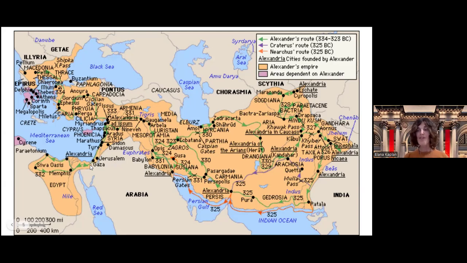Now, by the way, there are 13 rulers named Antiochus. We're going to focus just on two of them. So Antiochus III, who finally beat the Ptolemy Empire, initially allowed, also like Alexander, the Jews to have autonomy. But after a stinging defeat at the hands of the Romans, he began a program of Hellenization.